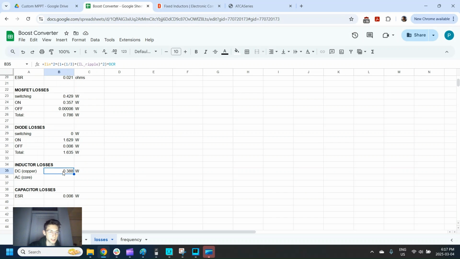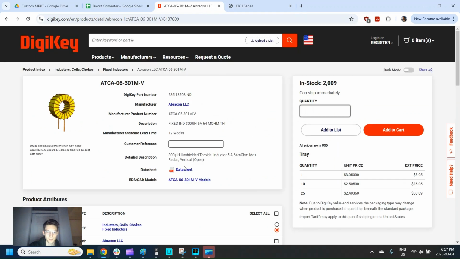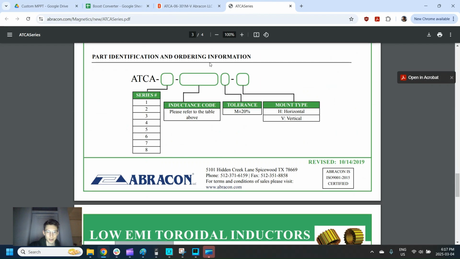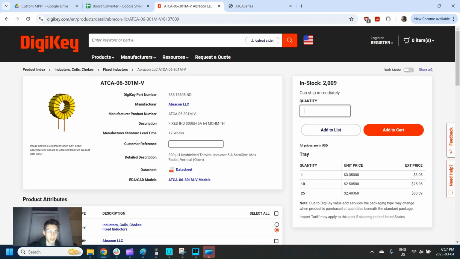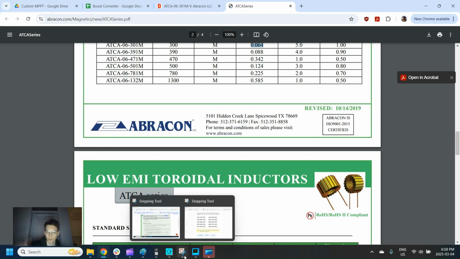But you definitely can select them, and these would kind of be your losses. You'd be looking at something like one of these ones that's more common. That's the one that we're looking at here. Not too much about it, just make sure your current rating is fine and that your saturation current doesn't exceed whatever your max current is going to be approximating. Otherwise, your voltage is going to spike.